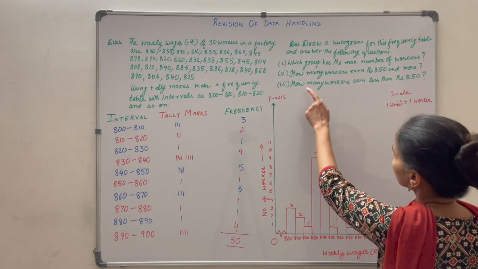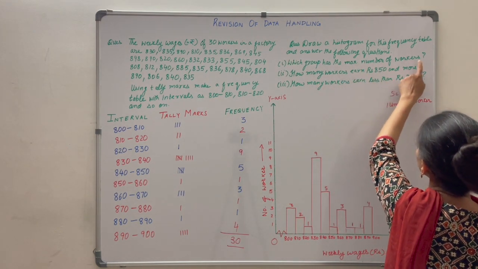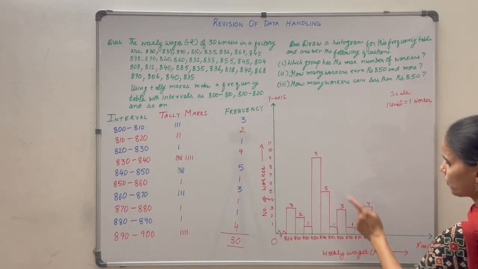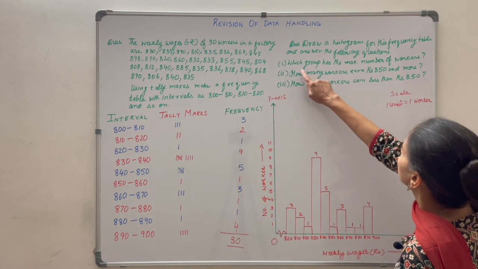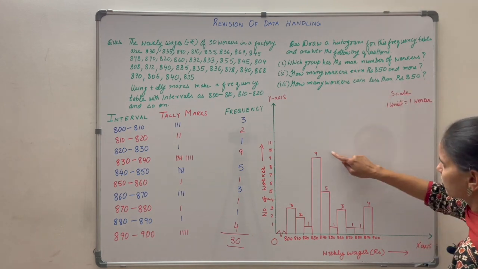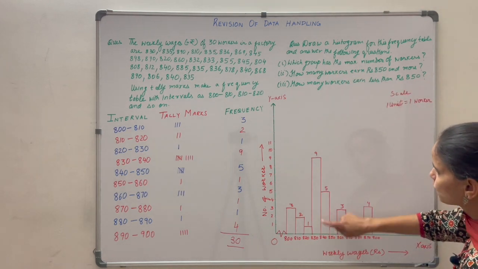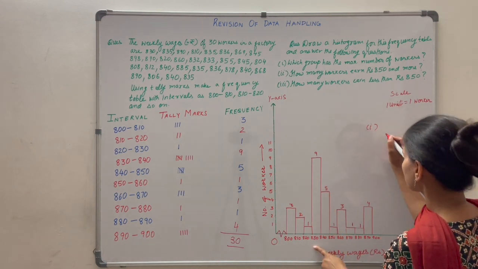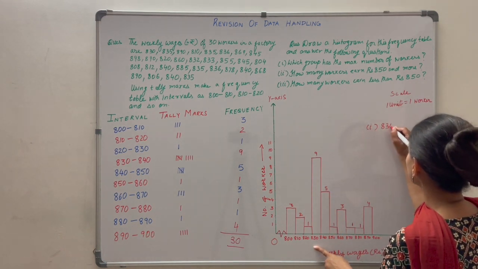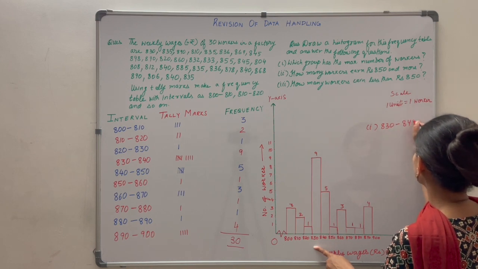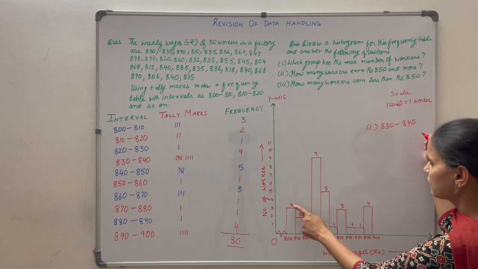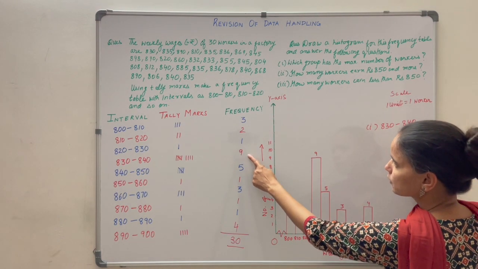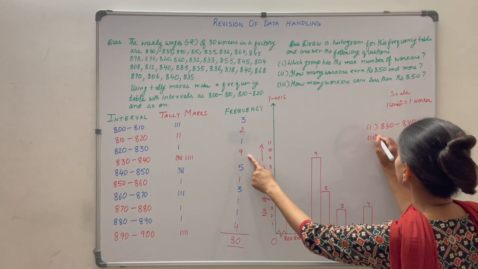Now let us take this question. Draw a histogram for this frequency table and answer the following questions. For this frequency table, we have already drawn the histogram. Which group has the maximum number of workers? So here 830 to 840 has got the maximum number of workers. So the answer is 830 to 840. Rest all are less than 9. You can see that. The same information can be drawn from the grouped frequency distribution table as well.